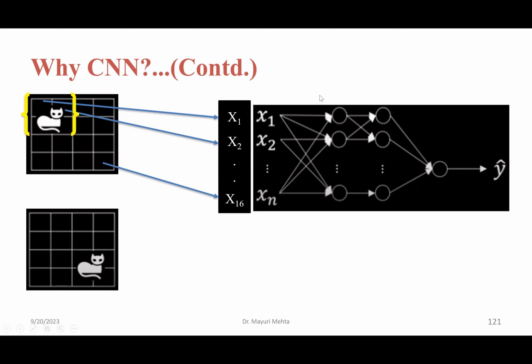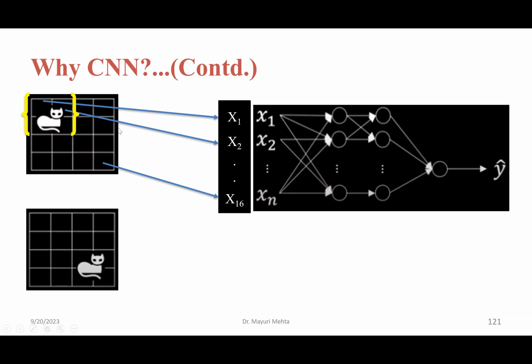And what this traditional neural network, like feed forward neural network, will learn is that the picture of cat should be in this part of the image, the upper left part, because in the training image the cat is located in the upper left part. So in all the epochs we feed these 16 pixels, and through repeated learning it learns that the cat should be located in the upper left part of the image, then only it is a cat, otherwise it may be some other object.